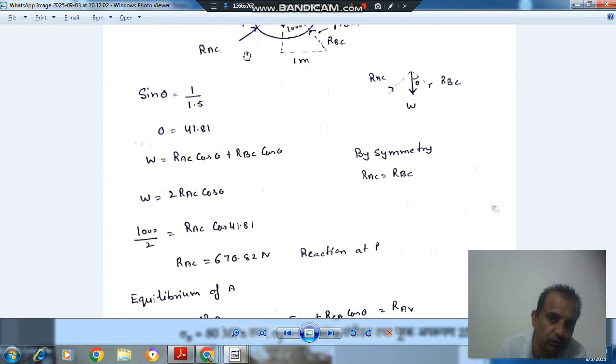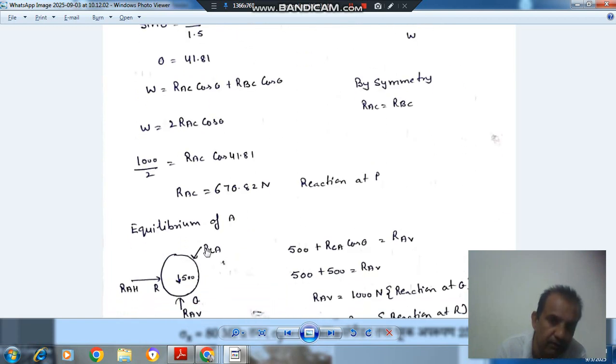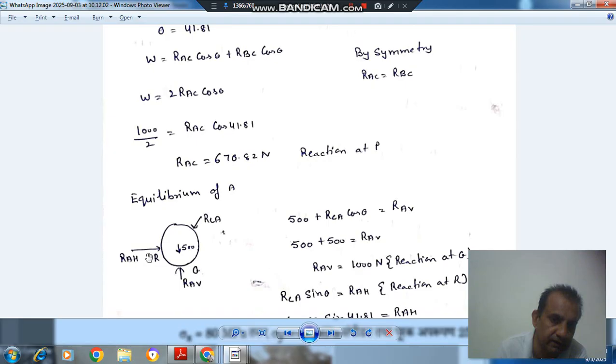Now if you consider the equilibrium of A, the weight of A is 500 Newton, and the reactive force due to RAC on A will be RCA, and its magnitude will be the same, that is 670.82. Horizontal reaction at R is RAH, and vertical reaction at Q is RAB.